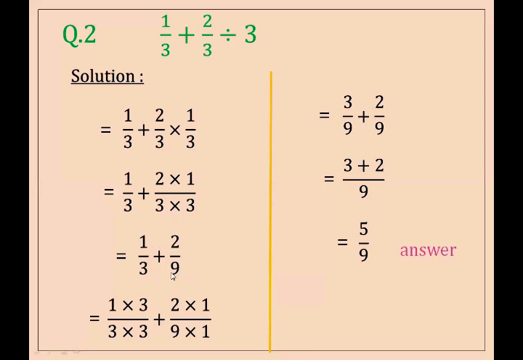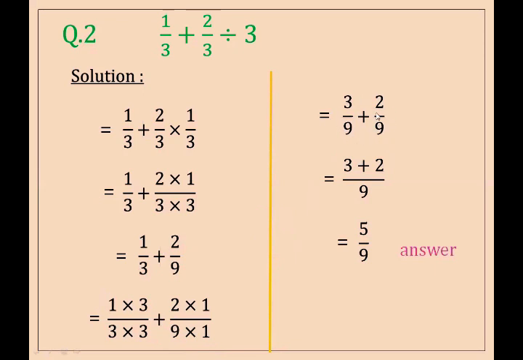So students, as you know, if we multiply 3 by 3, it becomes 9. Here we have to multiply 1 by 3 also, the numerator, and the denominator also 3 by 3. Here is the same case, 2 multiply by 1 and 9 multiply by 1. Here we have 3 ones are 3 and 3 threes are 9 here. 2 multiplied by 1 is 2 and 9 multiplied by 1 is 9.